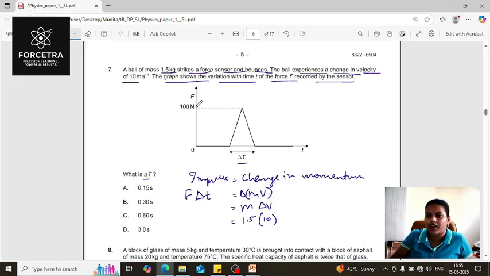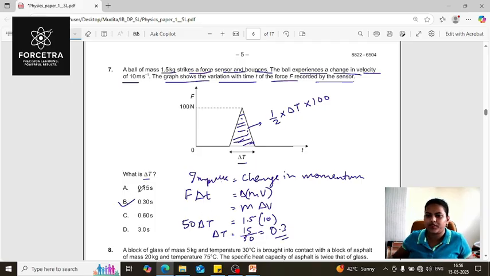So from this graph we can find the area to find the impulse. So impulse is half into base, which is delta t, into the height, which is 100 Newton. When I substitute it here, it would be 50 into delta t. So when you solve this, delta t would be equal to 15 upon 50. So it would be 0.3. B is the correct option.